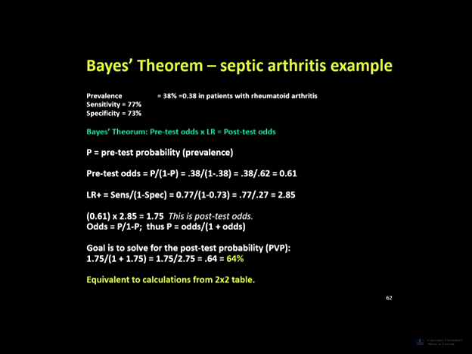That's our likelihood ratio. And now we take our pretest odds, multiply by likelihood ratio positive, and we get 1.75 post-test odds. And now finally, we need to convert our post-test odds back into a probability. And so that's 1.75 divided by 1 plus 1.75. And our post-test probability is 64%. So if you remember back, this is exactly what we had for our patient with rheumatoid arthritis when we calculated her post-test probability. So same result as a 2-by-2 table. It's just using the Bayes' theorem formula.